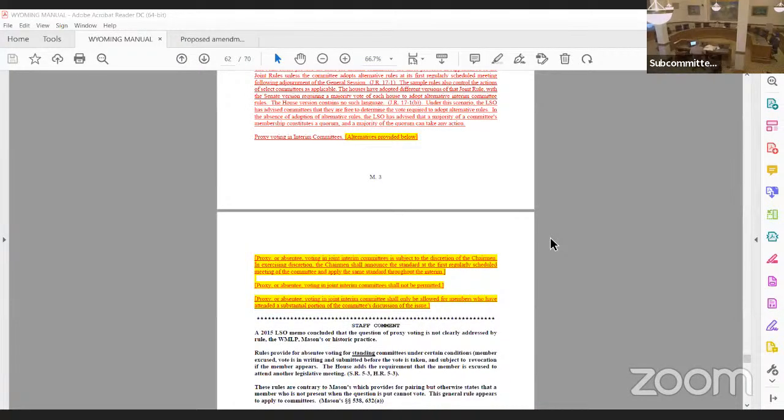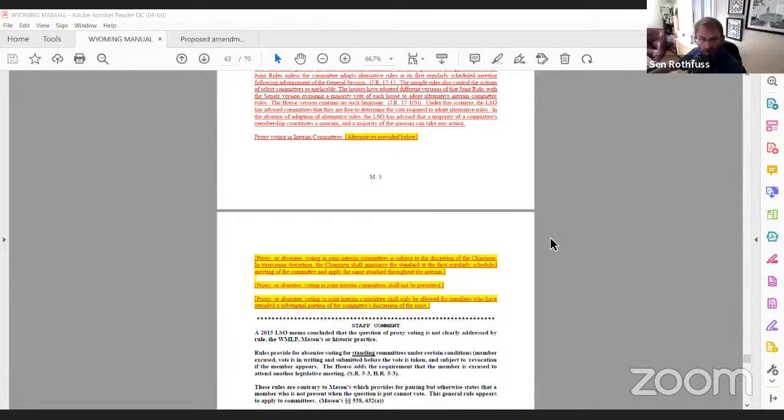If not, let's pop back up on the screen the proxy versus absentee options, whatever page that was on. Katie, it's M4. All right. And committee, I believe somebody had a motion on proxies. Senator Rothfuss, I think it was you who wanted to get rid of proxy. Would you like to make a motion on that?